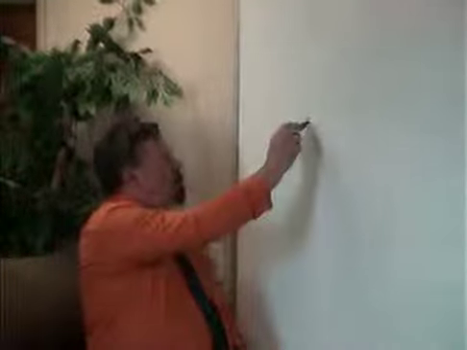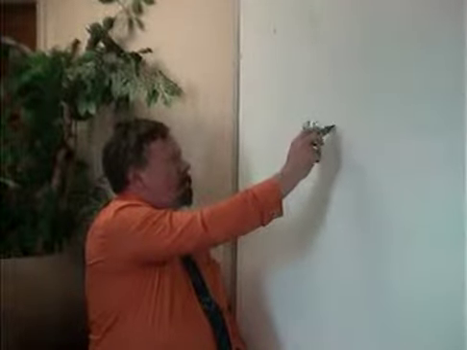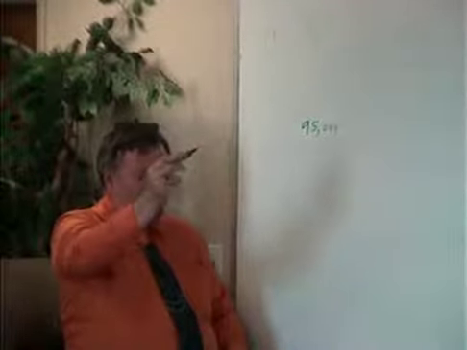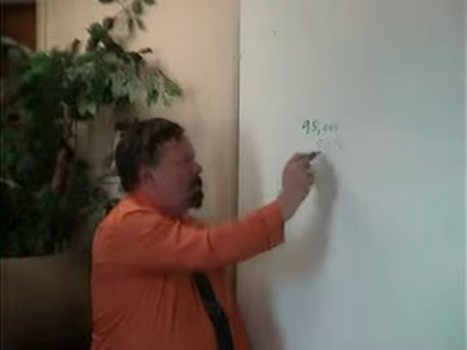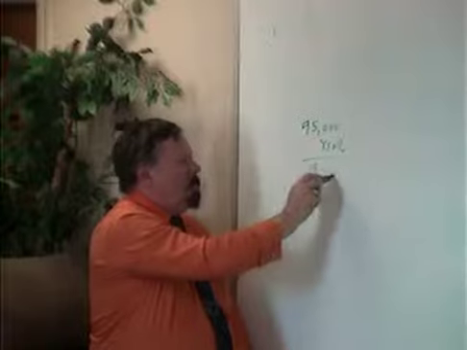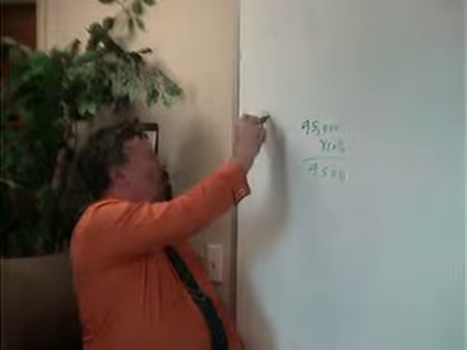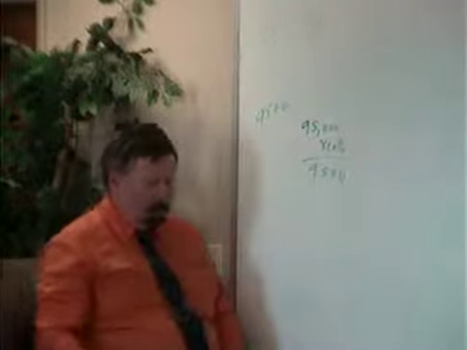95,000, and it's a 90% loan, so times 10%, right? Which is 9,500. So there's this down payment, 9,500 over here.